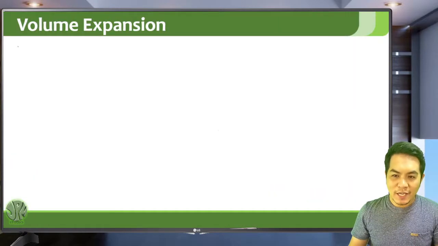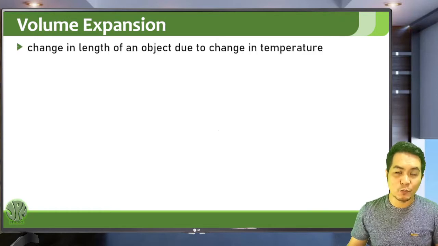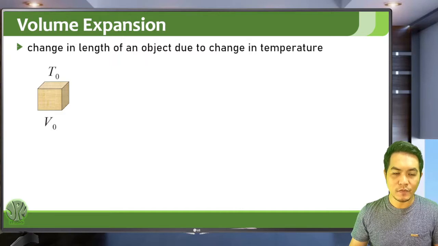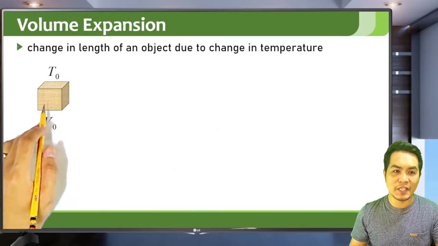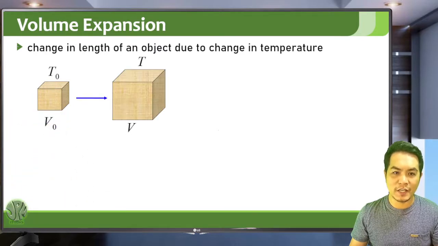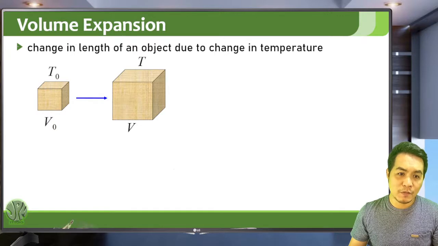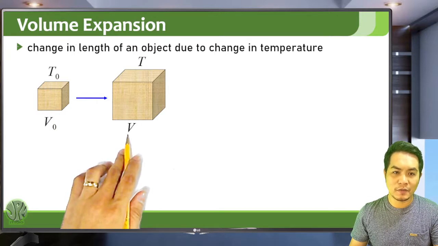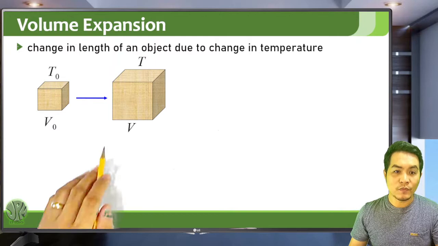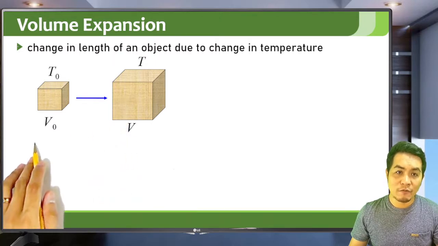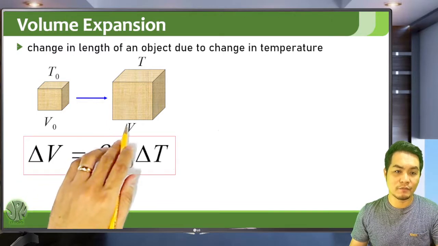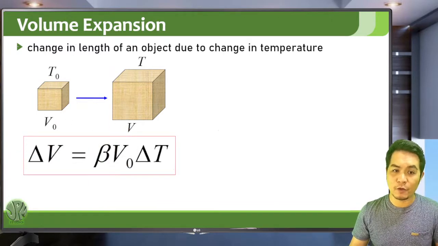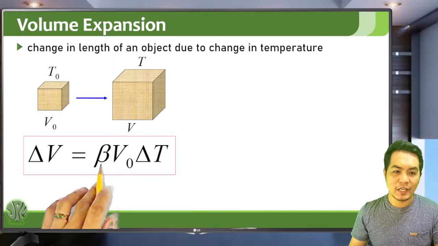Okay. So the second type of thermal expansion is volume expansion, when the whole volume or size of the material changes. Suppose you have a material with an initial volume V sub 0 and initial temperature T sub 0. You increase its temperature to a final temperature of T, and it now has a final volume of V. So the change in volume, V minus V naught, or delta V, is given by beta V naught delta T.